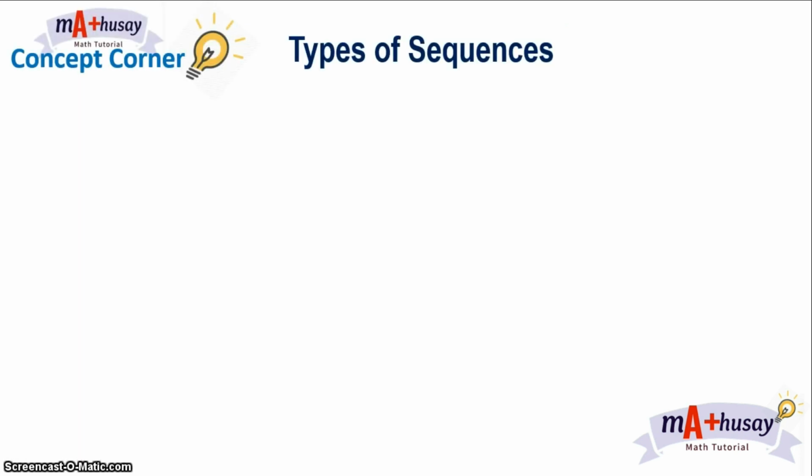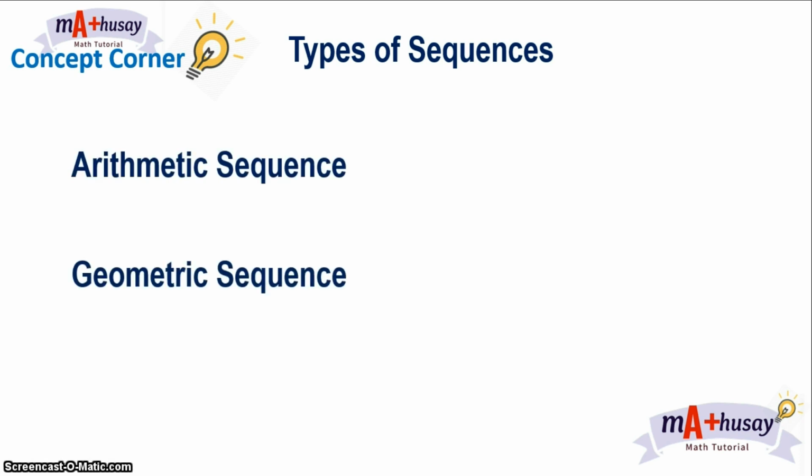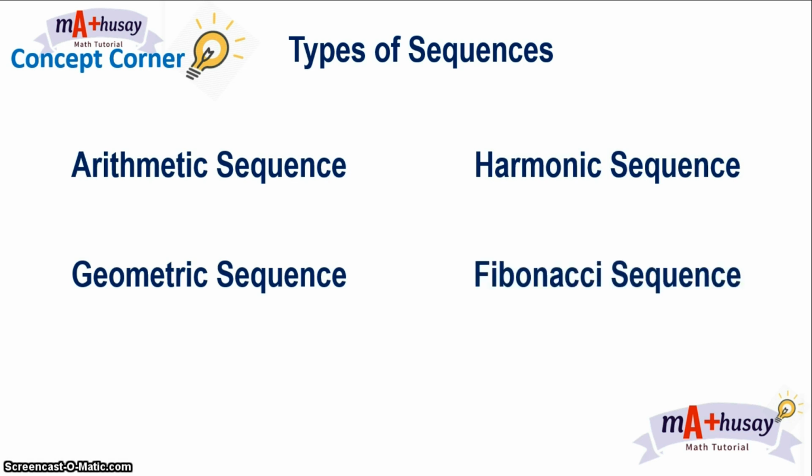There are 4 types of sequences which will be discussed throughout the module. This includes arithmetic sequence, geometric sequence, harmonic sequence, and Fibonacci sequence. Now that it is clear to us what a sequence is, let's have some examples. Our goal is to describe and generate patterns in the given sequence.